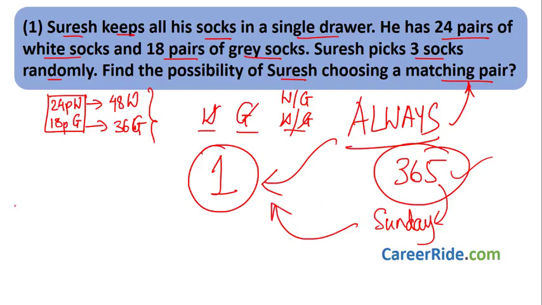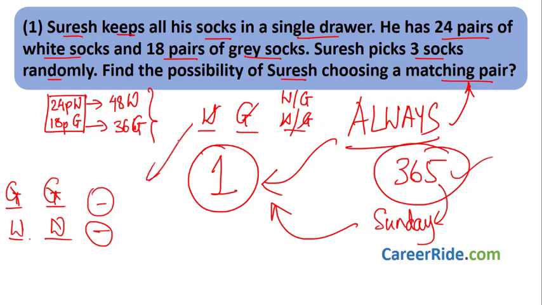Take a look over here. Say there are again 3 socks. Say Suresh closes his eyes and picks a grey sock. Again he closes his eyes and picks another sock. If it is again grey, here he got a matching pair. Say same case, he picks white, and the second also he picks white, again he got a matching pair. There is no need to consider the third sock, right? So be it any case, Suresh will always get a matching pair if he is picking up 3 socks randomly in this situation. So the probability of Suresh choosing a matching pair is 1. See how easy it was.